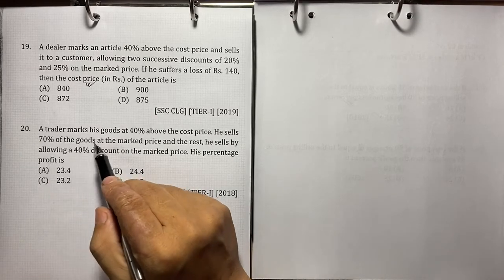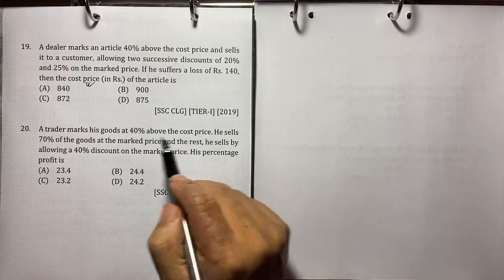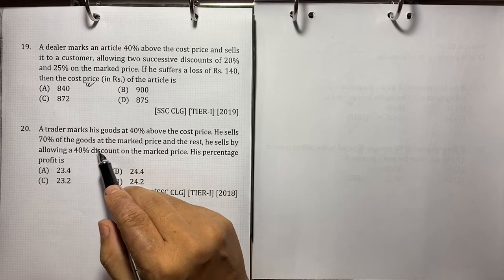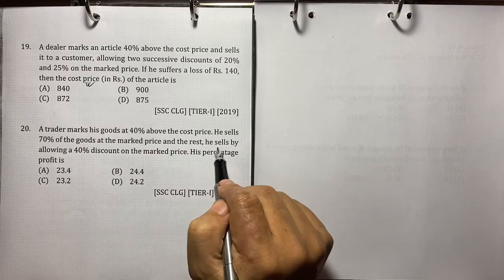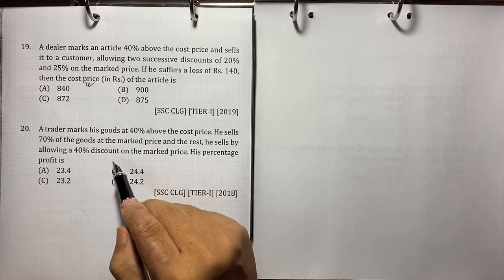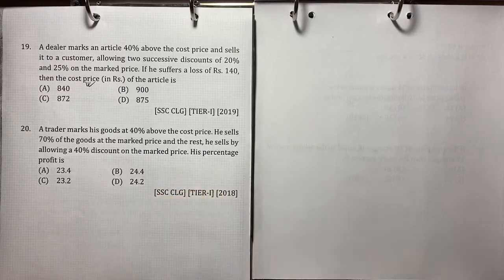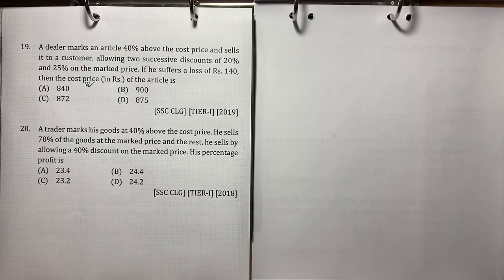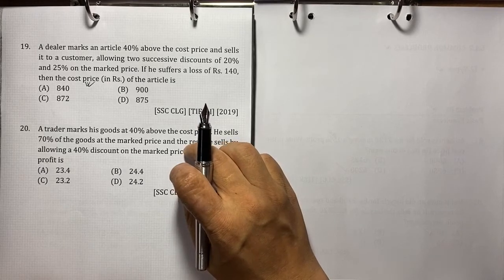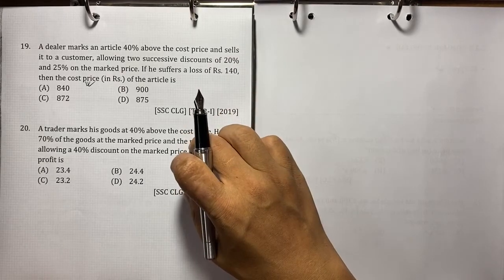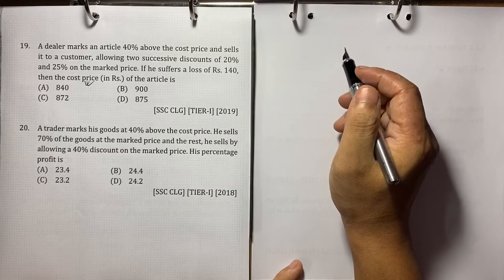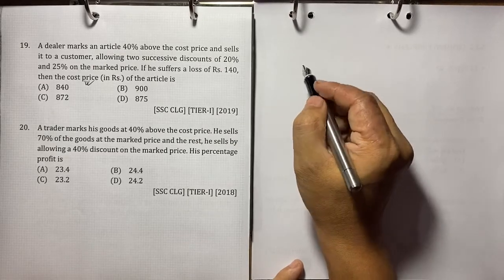A trader marks his goods at 40% above the cost price. He sells 70% of the goods at the mark price and the rest he sells by allowing 40% discount on the mark price. His percentage profit is? It is a problem where the formula can't be applied directly, so let me explain the problem.